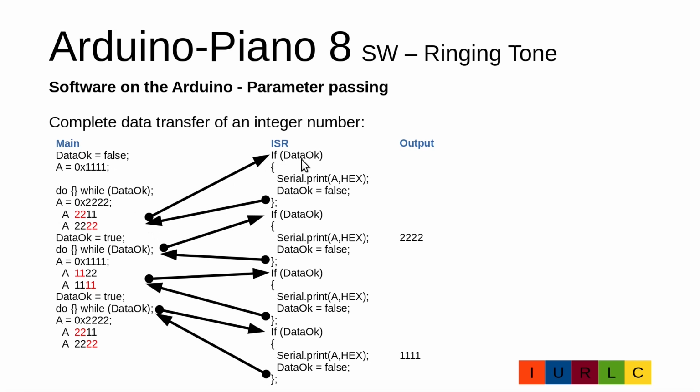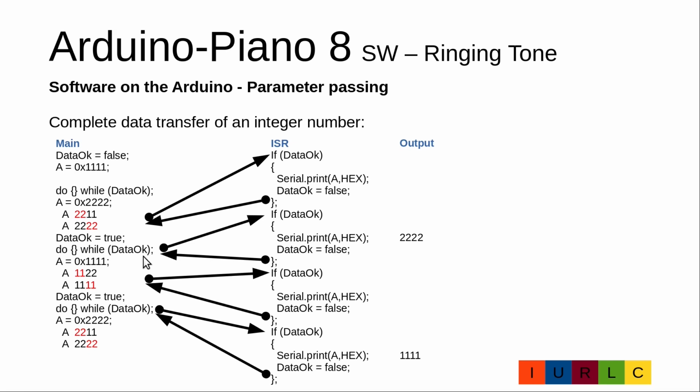The if condition, data OK, is false, so we jump over, we have no output, and leave the interrupt service routine. Now the low byte part of the variable A is loaded. Data OK is set to true and we go into this loop because data OK is true. The interrupt service routine is called and now the if condition is true and the variable A will be output on the screen. Data OK will be set to false and we leave the interrupt service routine.